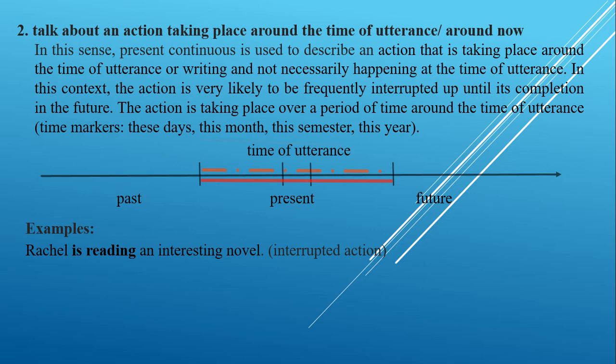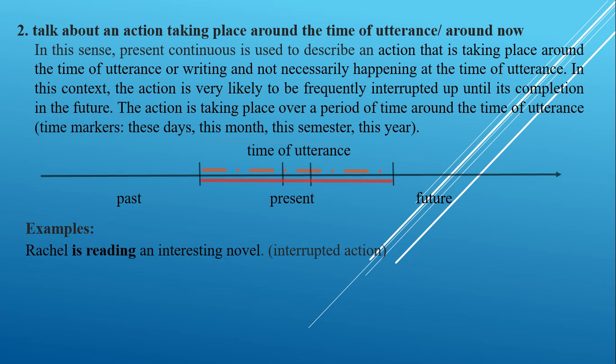Okay, so the action of reading, as carried out by Rachel, can be indicated by these broken lines. Here it means that Rachel is reading, in the middle of reading. Here, Rachel might be taking a break. She might be having breakfast, lunch, going to university. So this sentence, Rachel is reading an interesting novel, is an interrupted action.